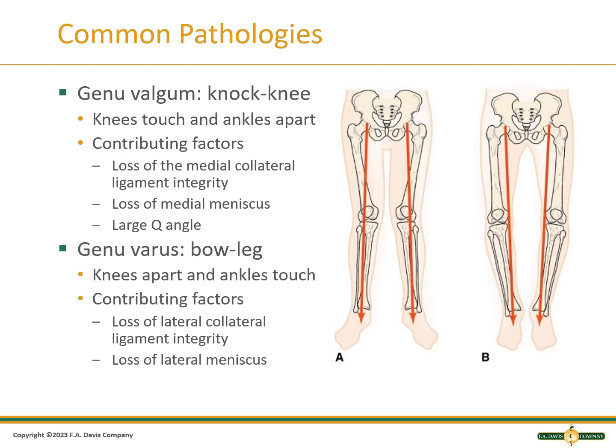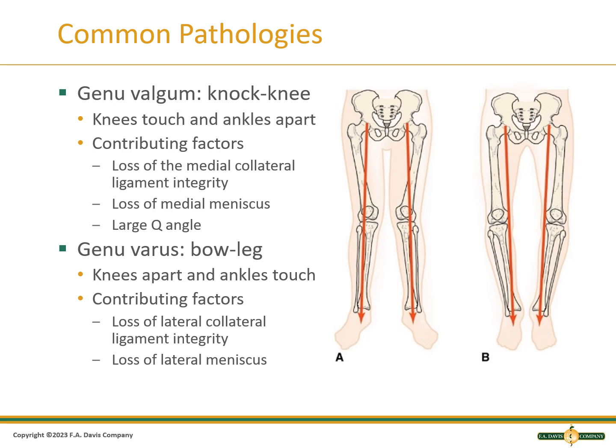We have valgus angles. When the distal segment of the joint points more medially, we have varus angles. So genu valgum is going to be our knock knee, where our knees come together and our ankles point away from each other. The knees touch and the ankles are apart. Contributing factors to genu valgum are loss of the medial collateral ligament integrity, loss of the medial meniscus, and a large Q angle.